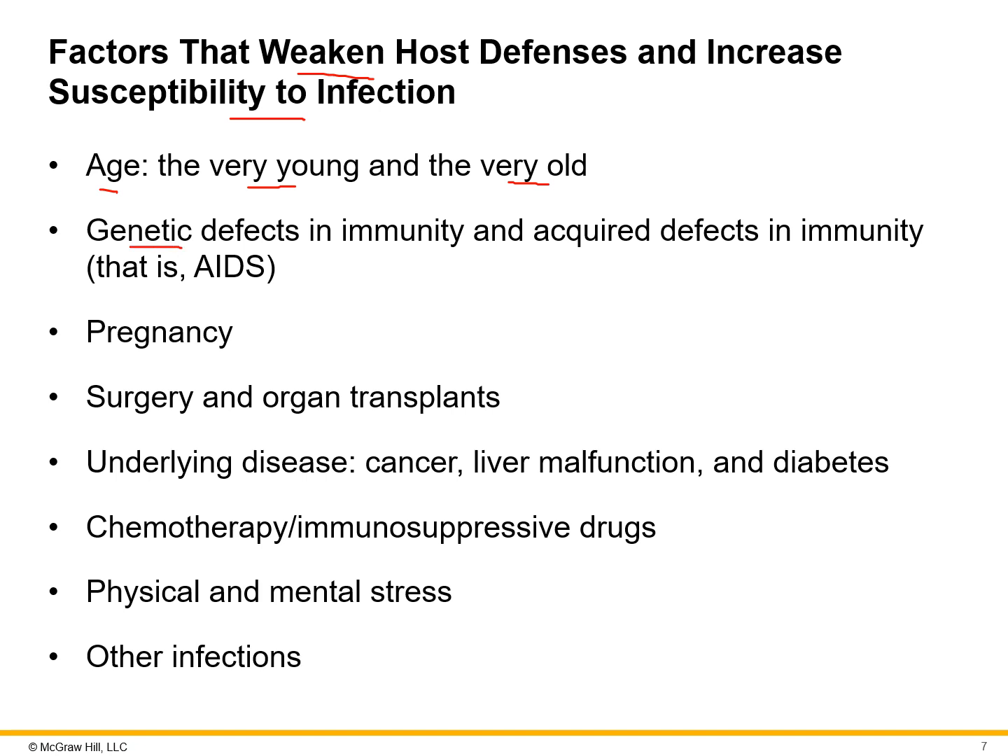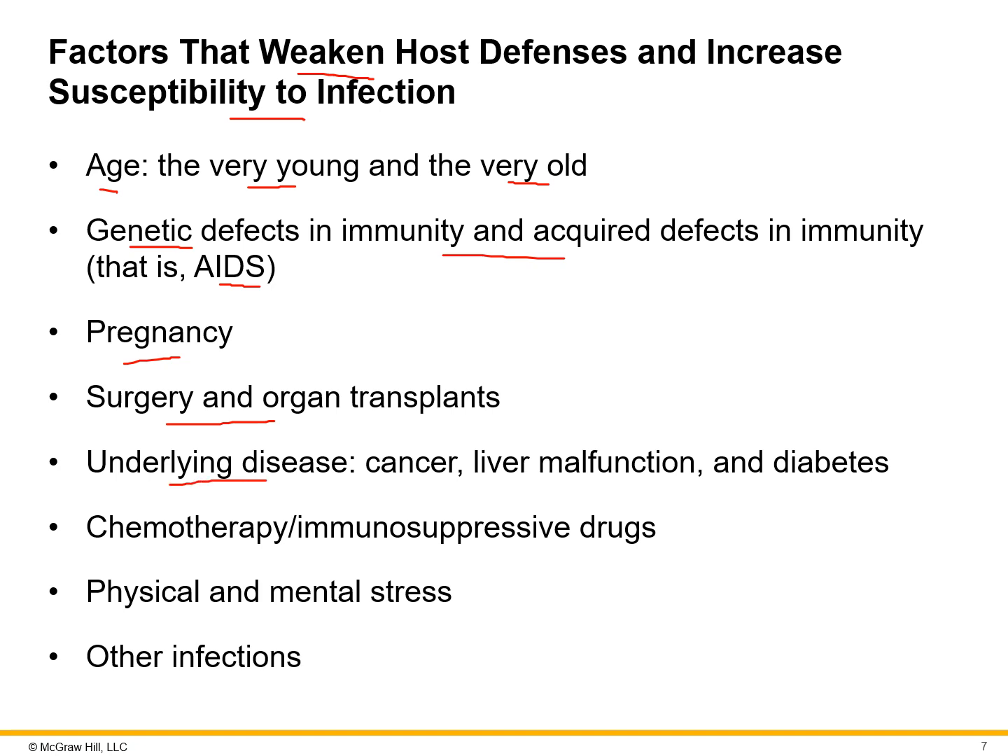Various genetics, especially in the immune system, or it can be acquired. So conditions like AIDS, where it destroys or weakens the immune system. Pregnancy can decrease the immune system. You're more susceptible during pregnancy. Surgery and organ transplants, because they're given immunosuppressants so that they don't reject the organs.